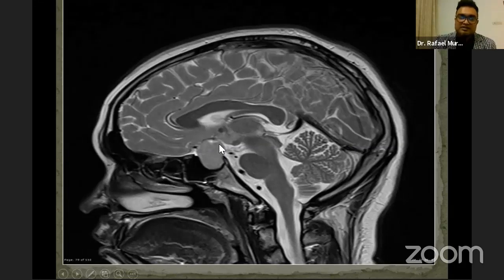So this is a very nice example of a pituitary macroadenoma. This is a sagittal T2 weighted image. As we can see, the CSF is hyperintense, and we can see a very large tumor just above this sphenoid sinus. So this is a pituitary macroadenoma. Next slide, please, sir.